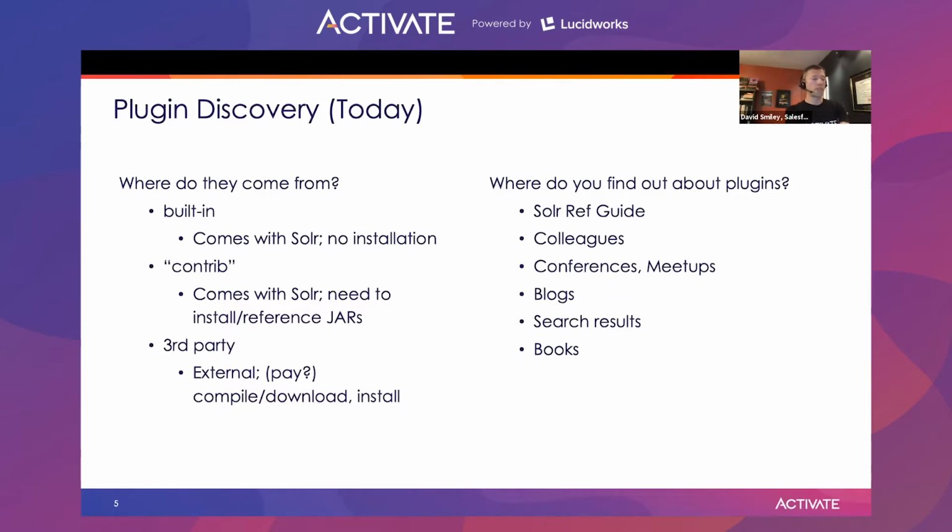Then there might be some third party plugins out there on the internet somewhere. There are vendors that will sell you some very nice ones, like for multilingual text analysis, for example. You need to get those jars somehow, and then you install them. You might hear about these from the Solr Ref Guide, from your colleagues or your own projects, all kinds of places. But I'd say it's tricky to find out about third-party plugins. It's hard to even know that they exist today.